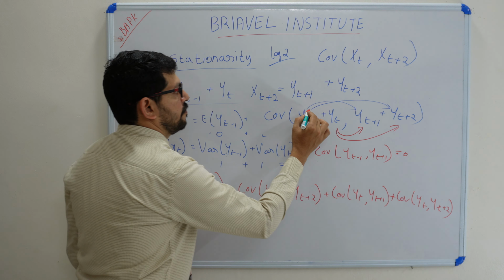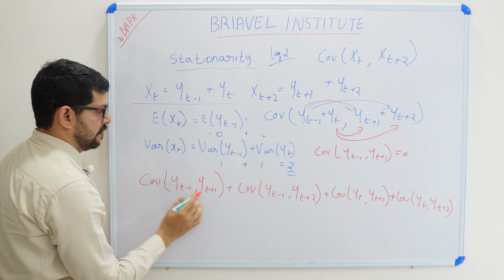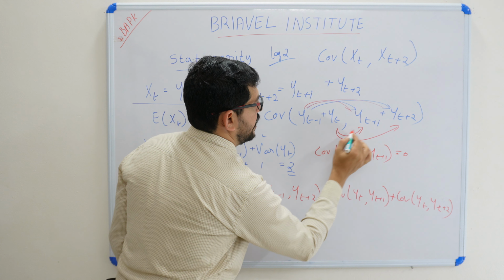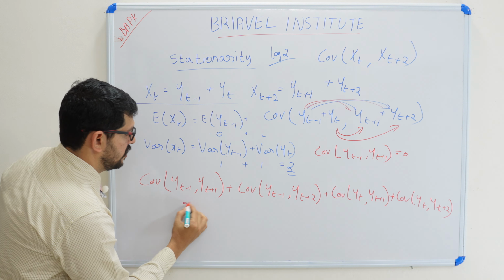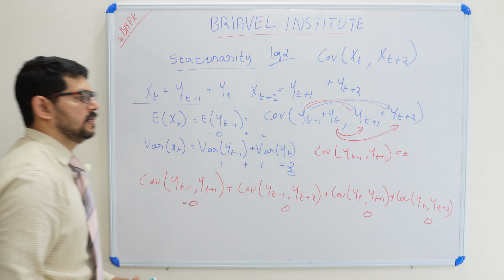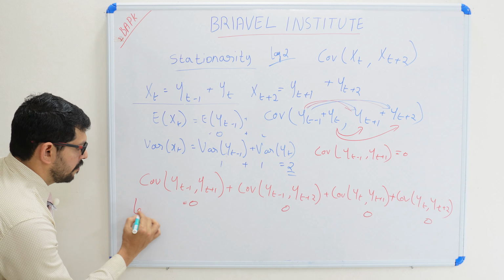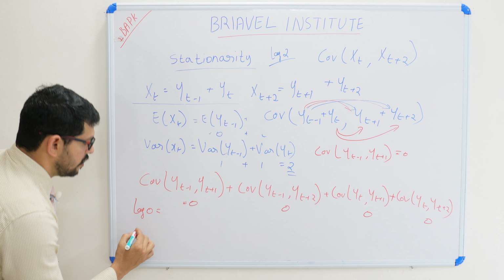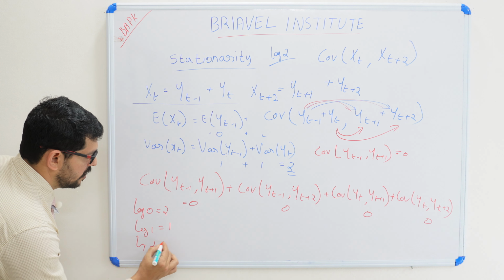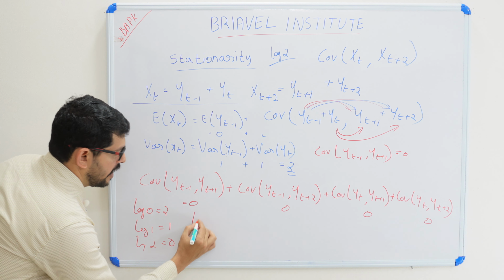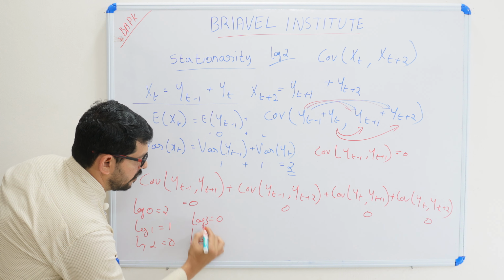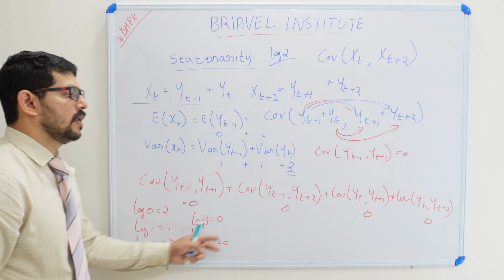So we have written the four terms, yt minus 1 with the yt plus 1, covariance of yt minus 1 with the yt plus 2, covariance of yt, yt plus 1. This one you see, it is independent 0, here it is independent 0, it is independent 0, so total value will be 0. So we got lag 0 is equal to 2, lag 1 is equal to 1, lag 2 is equal to 0. Now lag 3 will be a 0, there is no dependency. So lag 3 will be 0, 4 will be a 0. Increasing the lag, it will be a 0.